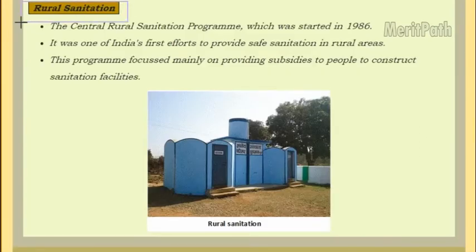Rural sanitation. The Central Rural Sanitation Program was started in 1986. It was one of India's first efforts to provide safe sanitation in rural areas. This program focused mainly on providing subsidies to people to construct sanitation facilities.